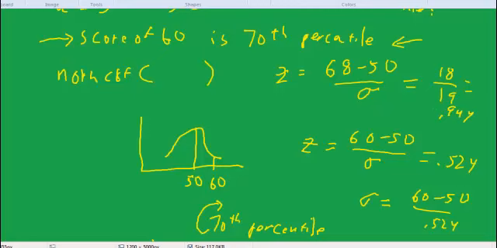And now we can do a norm CDF from negative 10 to 0.944, and I think we get something like 0.823, something like that. So that gives us our percentile. We're in about the 82nd percentile. So that's an example of the case of the missing sigma, and that's it for this talk.